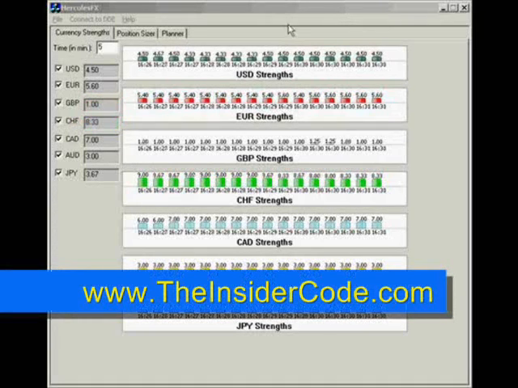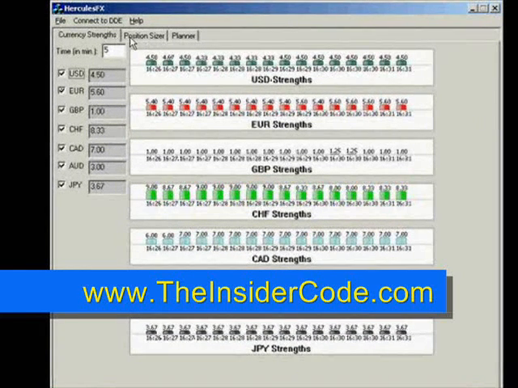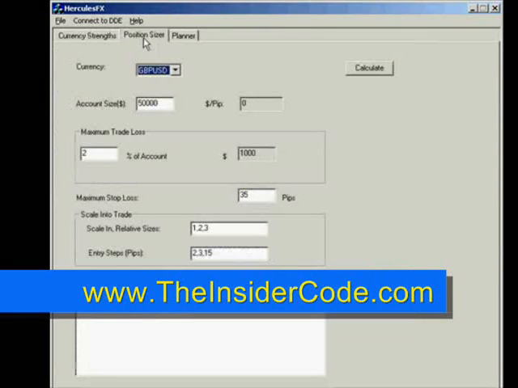Okay, now let's take a look at some of the other tools with Hercules. You see there are three tabs at the top of your screen: Currency Strengths, Position Sizer, and Planner. Let's take a look at the Position Sizer. You can see here I've selected Pound US Dollar. For now, the Pound US Dollar, US CAD, all of these are going to come up with the same results, but you can choose whichever one you want. We'll just go ahead and keep it at Pound US Dollar.